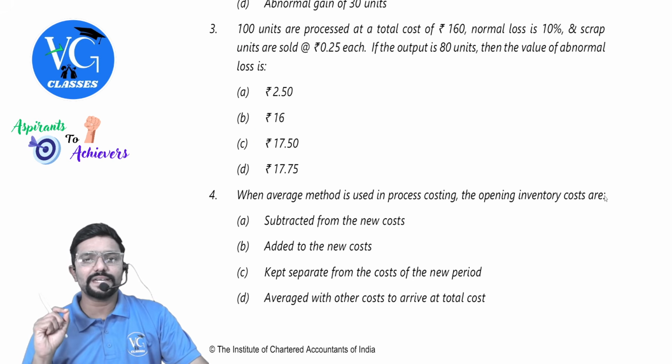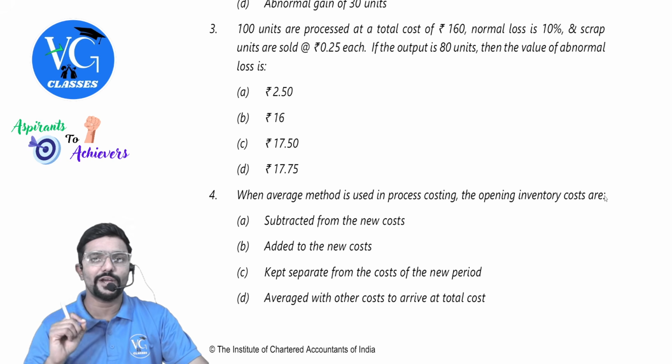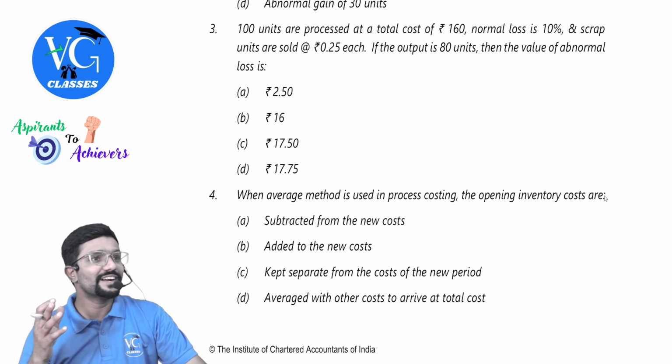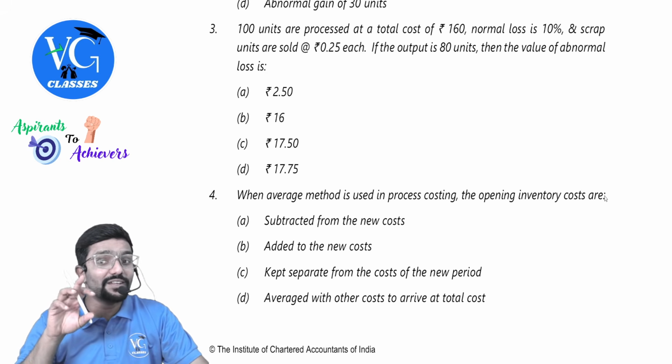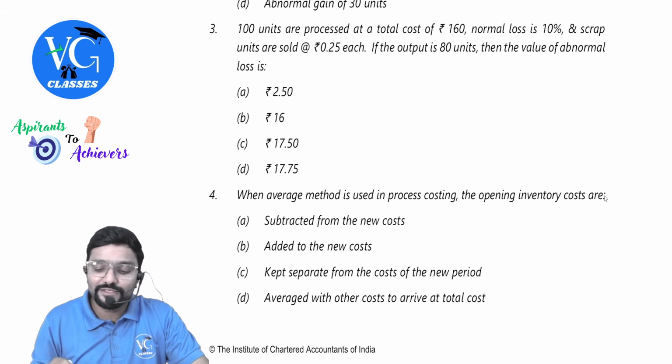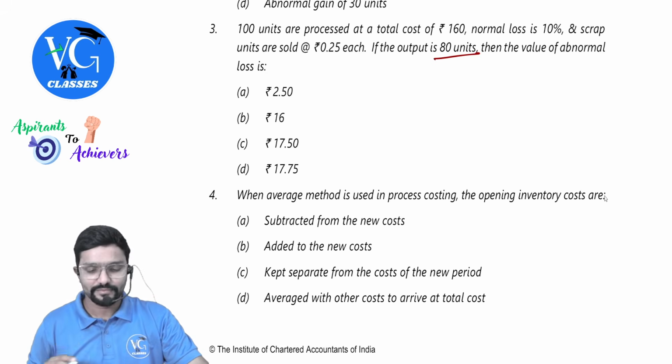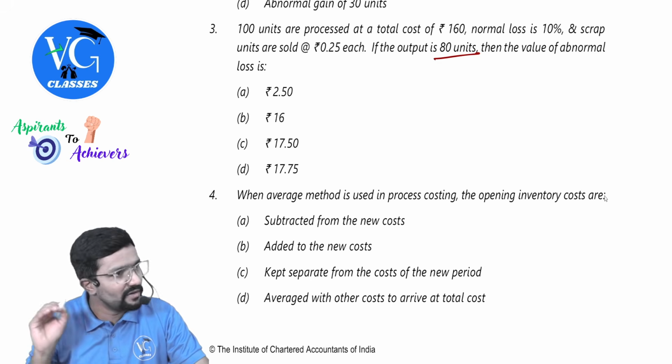100 units are processed at a total cost of 160. Normal loss is 10%. That means 10 units. And scrap units are sold at 0.25 each. If the output is 80 units, then the value of abnormal loss, see the twist. Some students calculate the value of output here, because what they have mentioned here is output units. Abnormal loss is how much? 10. Okay, guys, first, abnormal loss is 10 units.